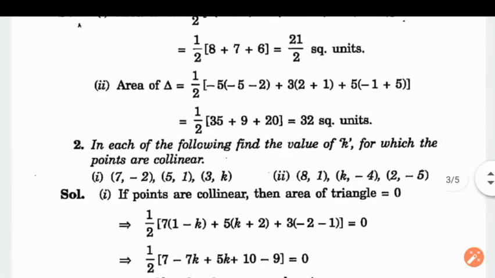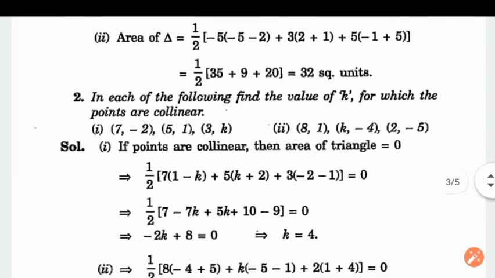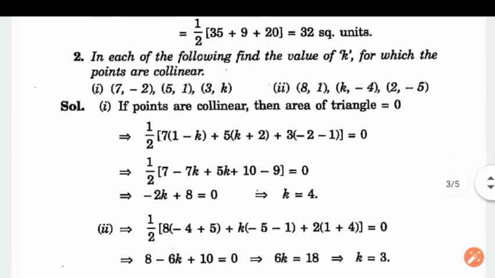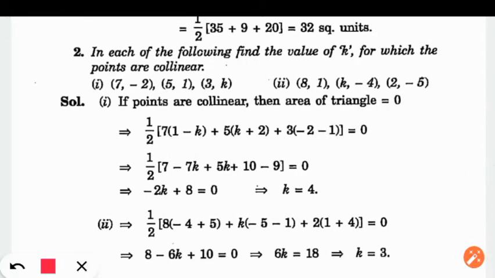Now question number 2. In each of the following, find the value of k for which the points are collinear. See, in the given points, k is there, right? Since the given points are collinear, we need to find the value of k. Now which method are we going to use? We will apply the area method. Since the given points are collinear, area must be 0, right? So if the points are collinear, then area of triangle equals 0.